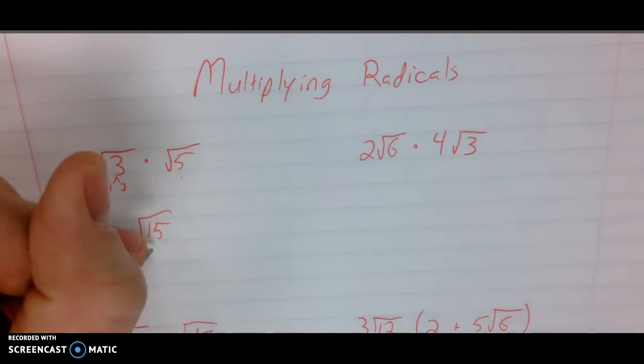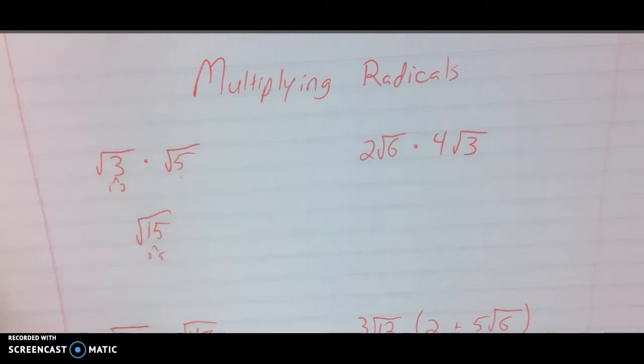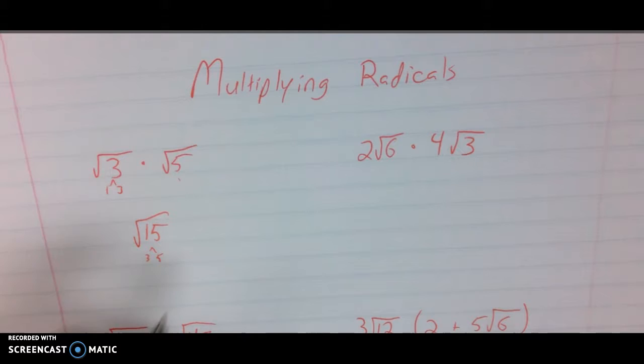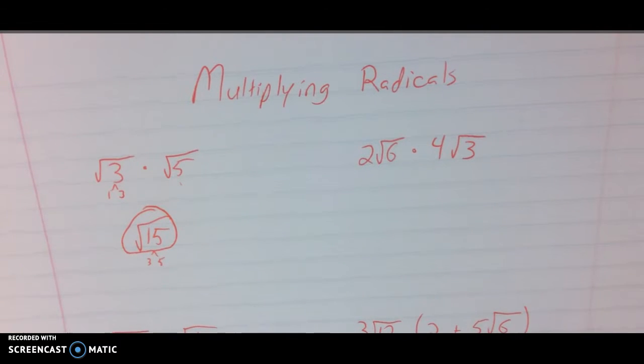Then if I tried to simplify this, because we always want to simplify at the very end, I could factor that into 3 and 5. Those are both prime. I don't see any pairs, so I can't reduce or simplify it. Rad 15 would be my final answer.